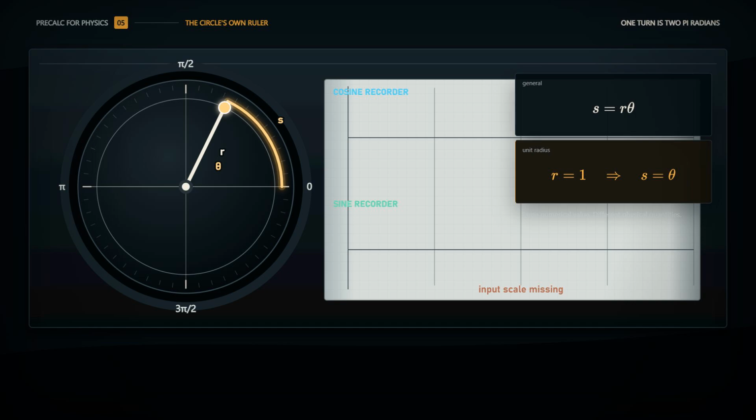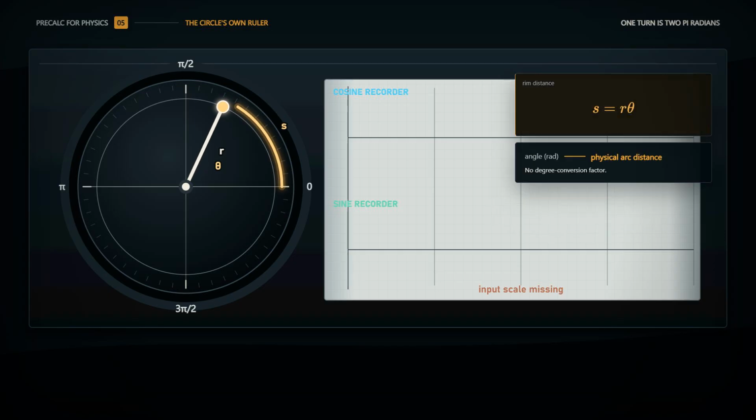Now set the radius to 1 unit. In S equals R theta, multiplying by 1 leaves S equal to theta. On a unit circle, the number of radians equals the numerical arc length measured in radius units. Angle and arc length are related, but they are still different physical quantities.